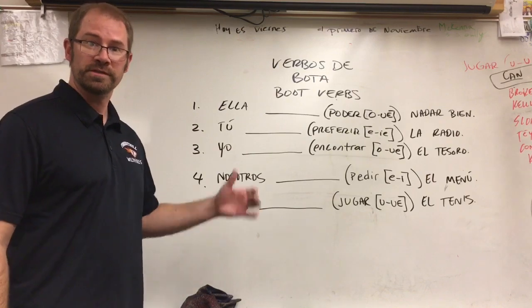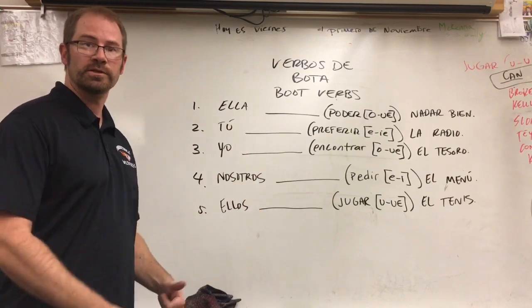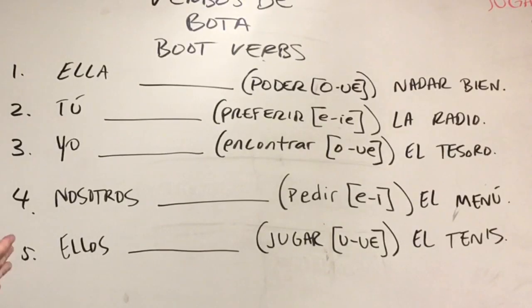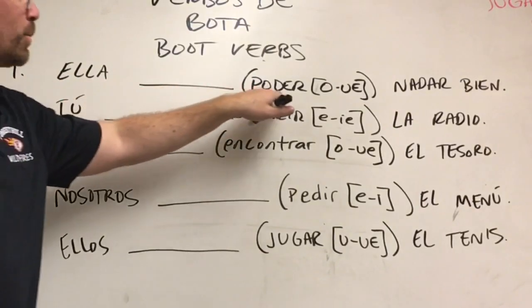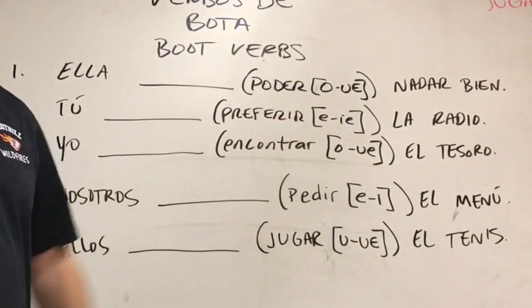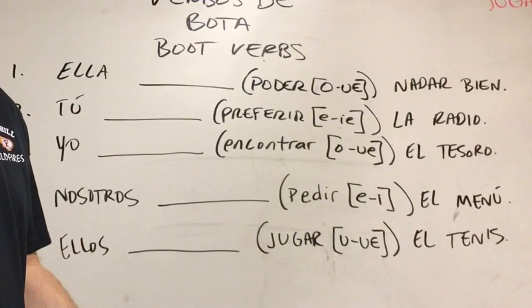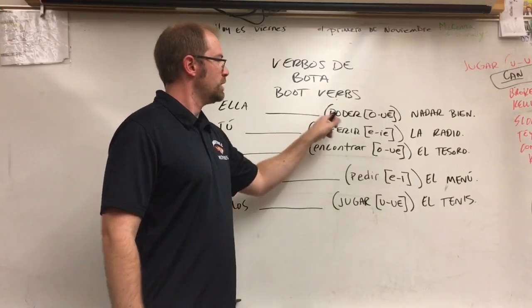What I put on the board is a sentence with a blank in the middle and a verb next to it. And I've told you the verb and then what change takes place. And I just kind of finish off the sentence. So just for example, the first one, ella puede nadar bien. Poder means to be able to. Probably if you're in Spanish class, you've heard puedo ir al baño, can I go to the bathroom? So she can swim well.